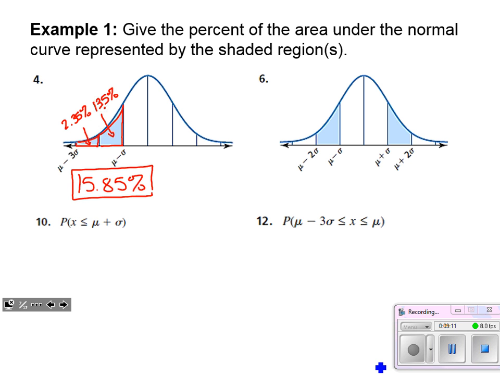For number 6, here I've got 2 wedges, and you can see why knowing each individual wedge's percentage of area is very, very helpful. Otherwise, we could always add and subtract away the other pieces. But here we've got these 2 wedges, each of which contribute 13.5% of the area. So we know that the total percentage of area is 27% when we add those up.